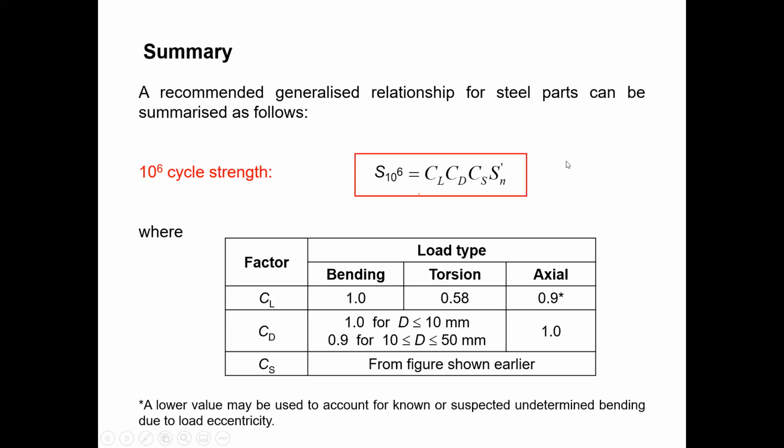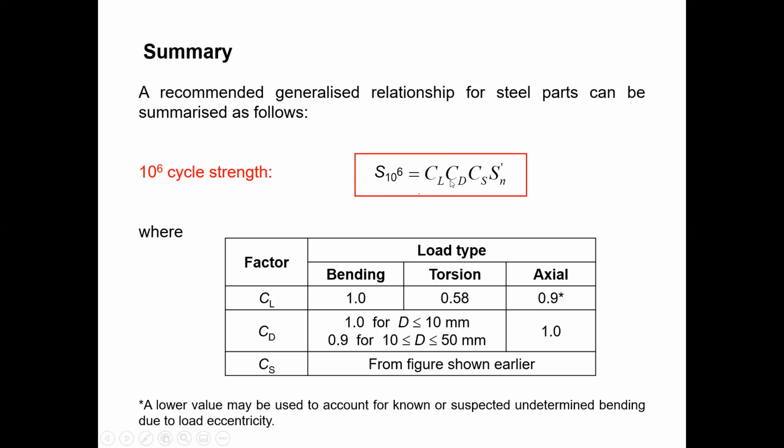So endurance limit equals 0.5 SU if it is an ideal specimen, but this is a non-ideal specimen. If it is not mirror polish, it is addressed here. If it is a different size, it is addressed here. And if it is a different loading type, without completely reversed bending, it is addressed here. So different load type, different size, different surface. So this is the final equation for the 10 to the power 6 cycle strength.